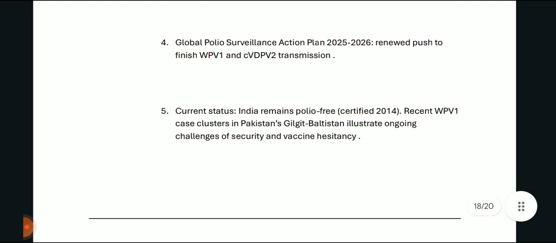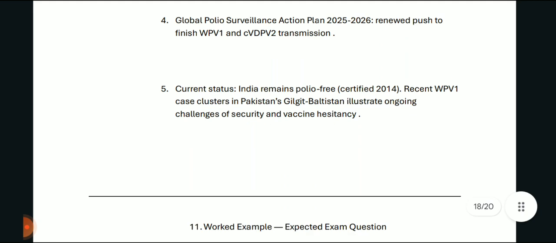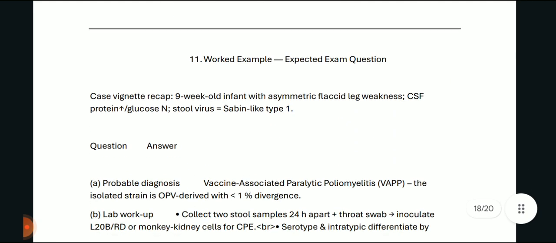Current status: India remains polio free, certified in 2014. Recent WPV1 case clusters are in Pakistan's Balochistan. These illustrate ongoing challenges of security and vaccine hesitancy.